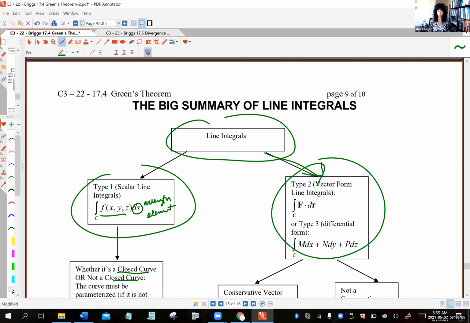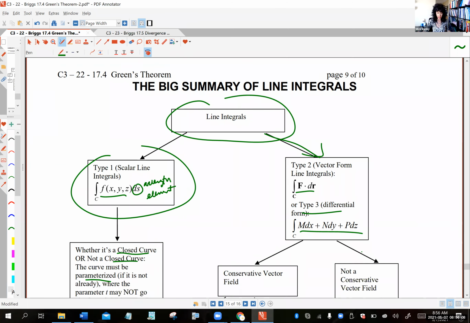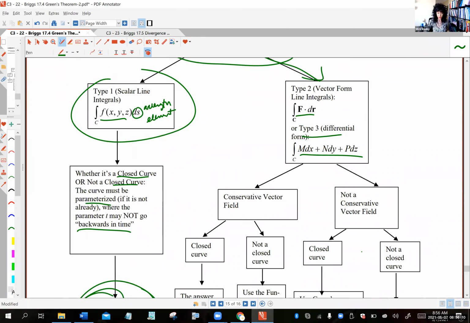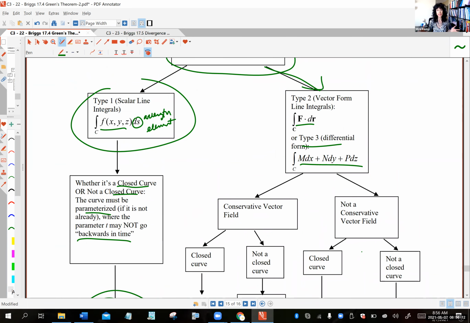What if it's type 2 or type 3? Those are the vector line integrals. F dot dr is type 2. And if somebody already did the dot product for you, you end up with this differential form. So what if you get that type? Well, one of two things. If you want to make it easier for yourself, check if the vector field is conservative or not, because that'll make all the difference on your strategy.